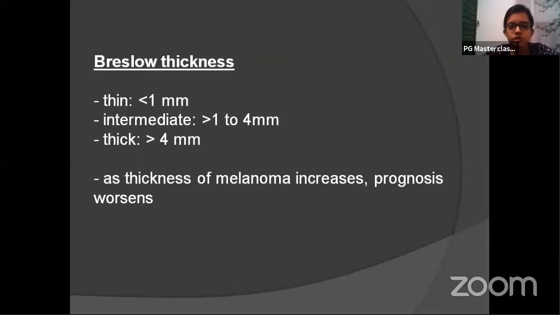According to Breslow thickness, it is defined as thin, intermediate, and thick. In thin, the depth is less than 1 millimeter. Intermediate is 1 to 4 millimeters, and thick is more than 4 millimeters. As the thickness of melanoma increases, the prognosis worsens.